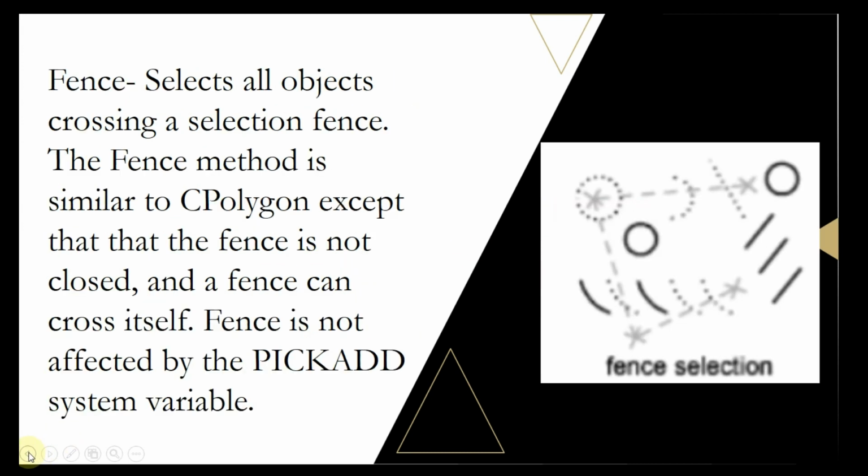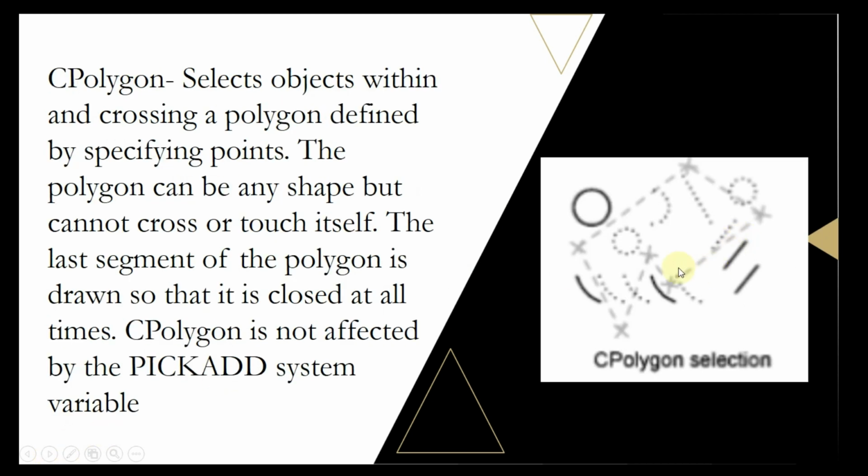Okay. So tingnan natin yung example. Si fence, gumagana siya kahit hindi mo pagtagpuin yung endpoint. Yan, makita niyo yung X from dito, dito, dito, dito. Hanggang doon siya. Effective siya. Pero ang C polygon kasi, kailangan mag-connect siya or mag-end siya from the first point tapos mag-end yung line mo doon sa first point. So, kailangan mag-connect sila. So, ganun po yung C polygon. So, let's try in AutoCAD.